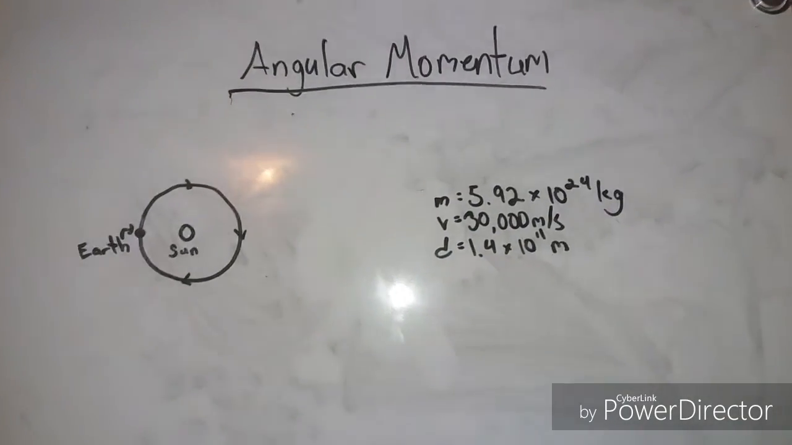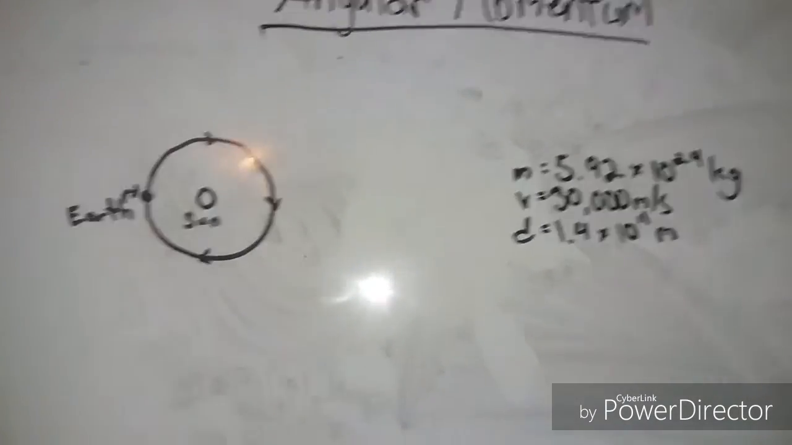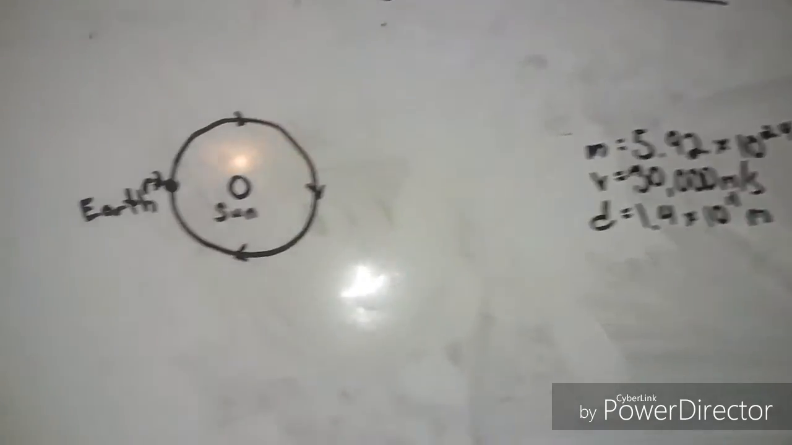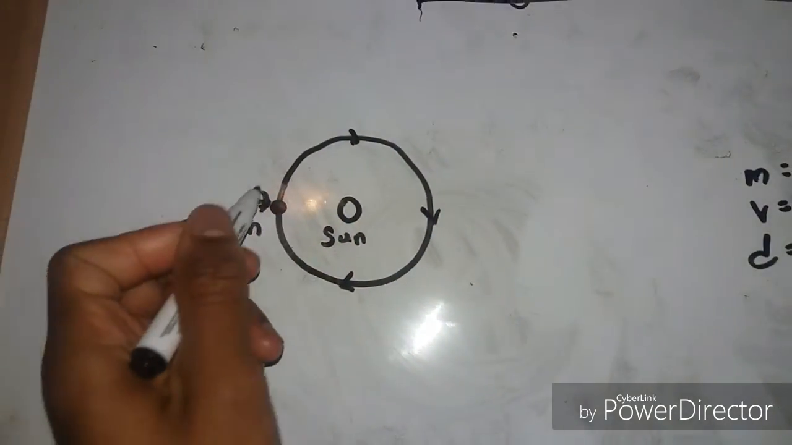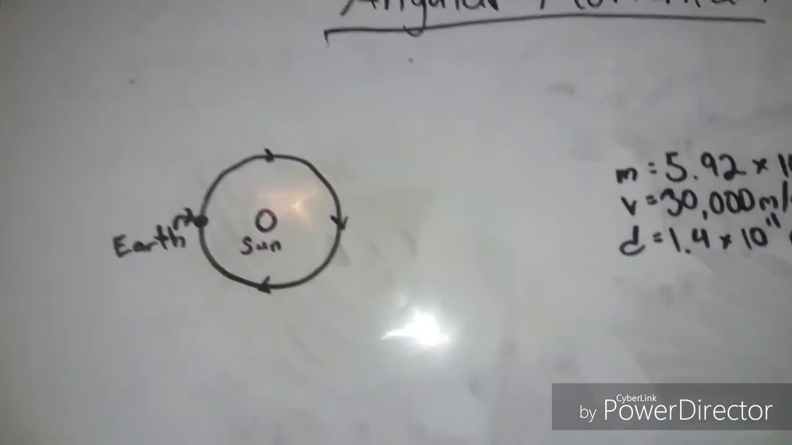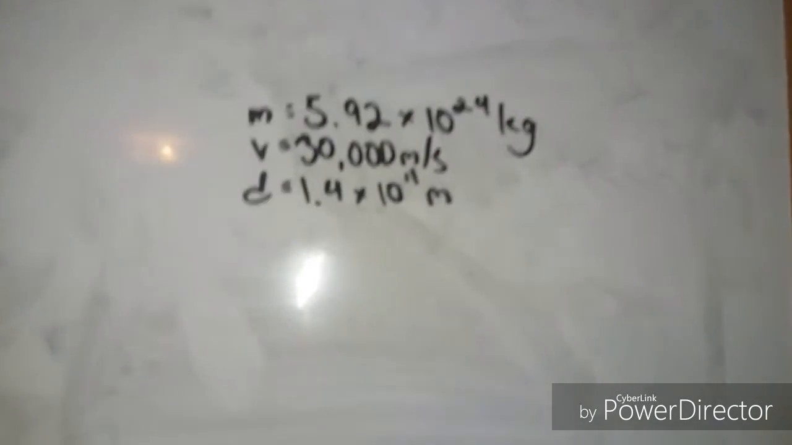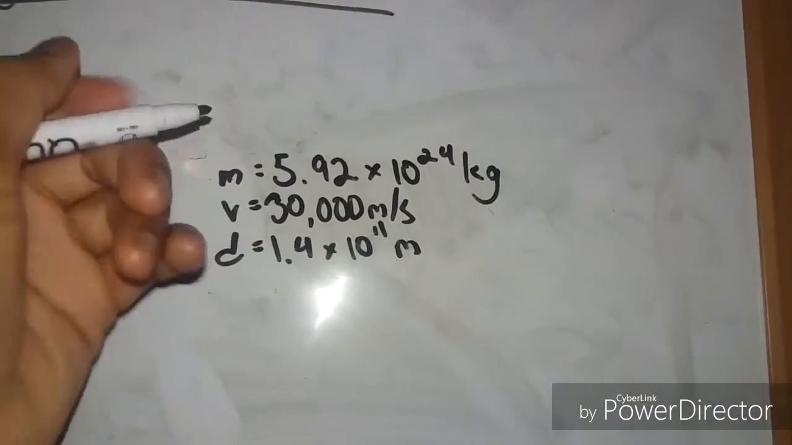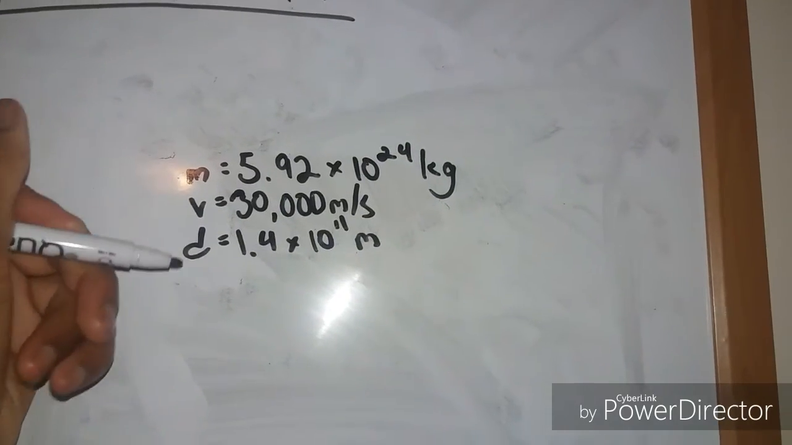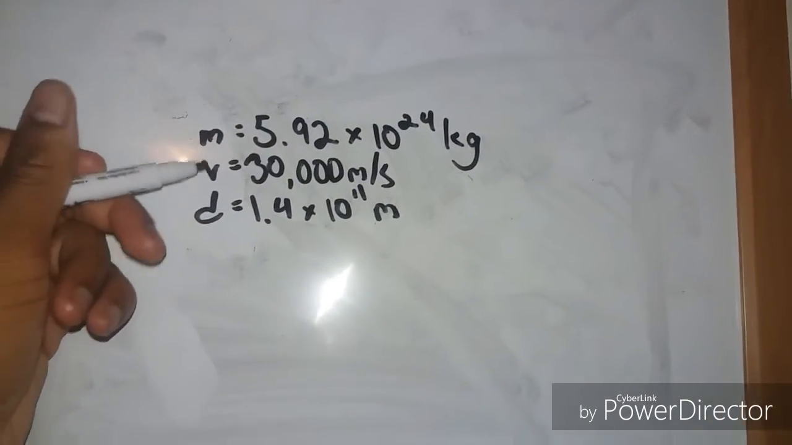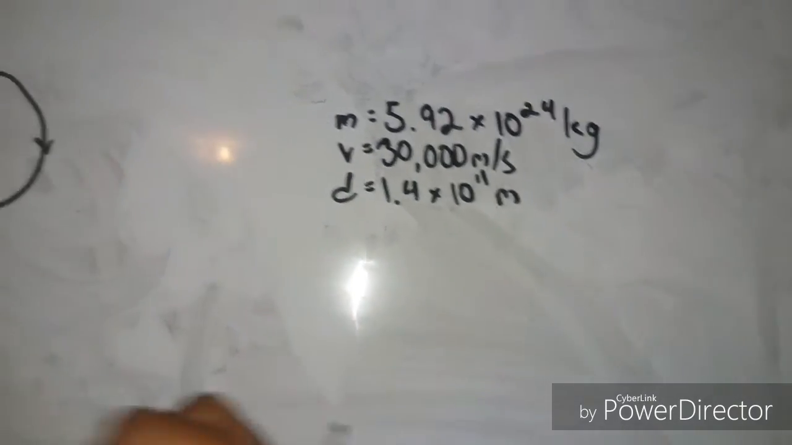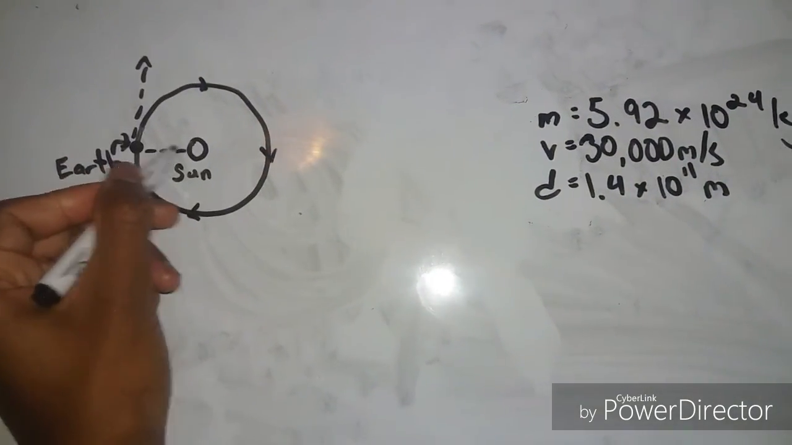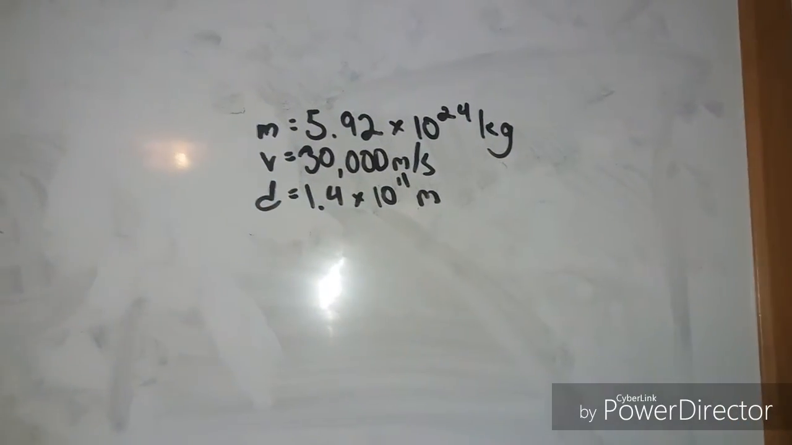So let's do an example. We're going to be figuring out the angular momentum of the Earth in relation to the Sun. So it orbits around the Sun in a circular path. We're just going to say that's how it is. All right, so we have the mass, which is 5.92 times 10 to the 24th kilograms. Velocity, its tangential velocity, once again, which is this way, is 30,000 meters per second, and its radius is 1.4 times 10 to the 11.